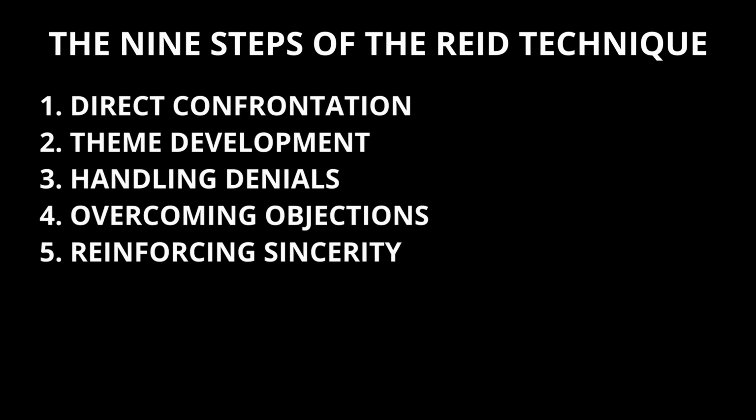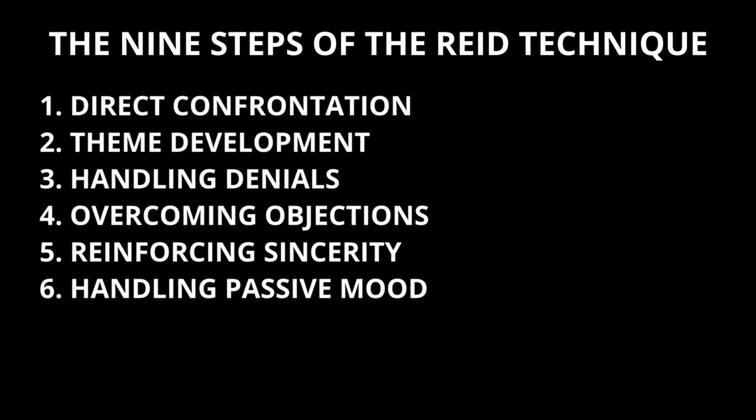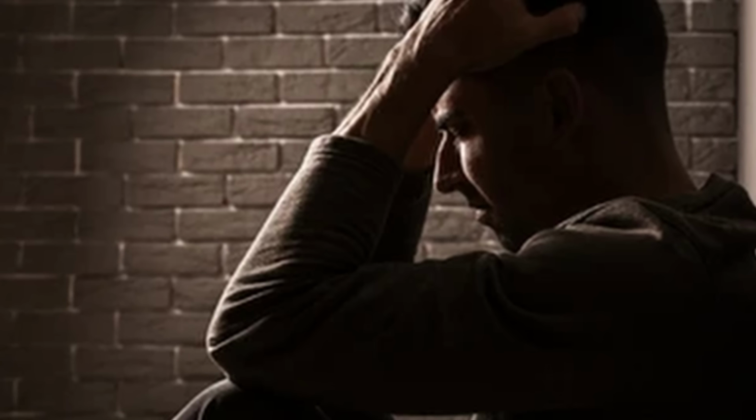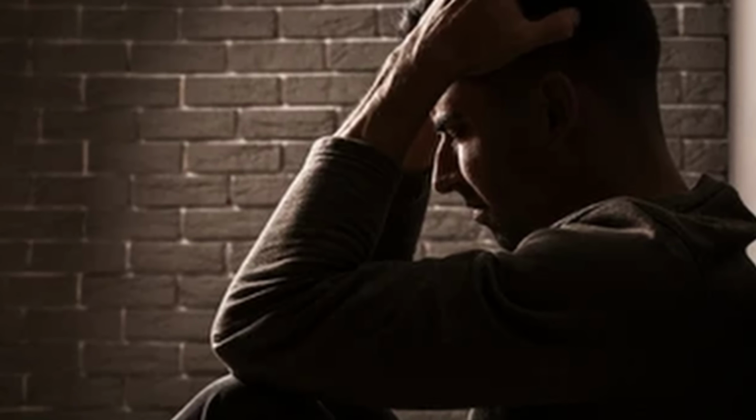Step 6 is somewhat similar: handling the subject's passive mood. It goes without saying that in some cases, a subject who is being accused of serious wrongdoing, and whose entire life could change as a result of what happens next, might be inclined to simply shut down. The interrogating officer needs to stop them from fully shutting down, and keep them focused on getting to the point where they can talk about the crime.